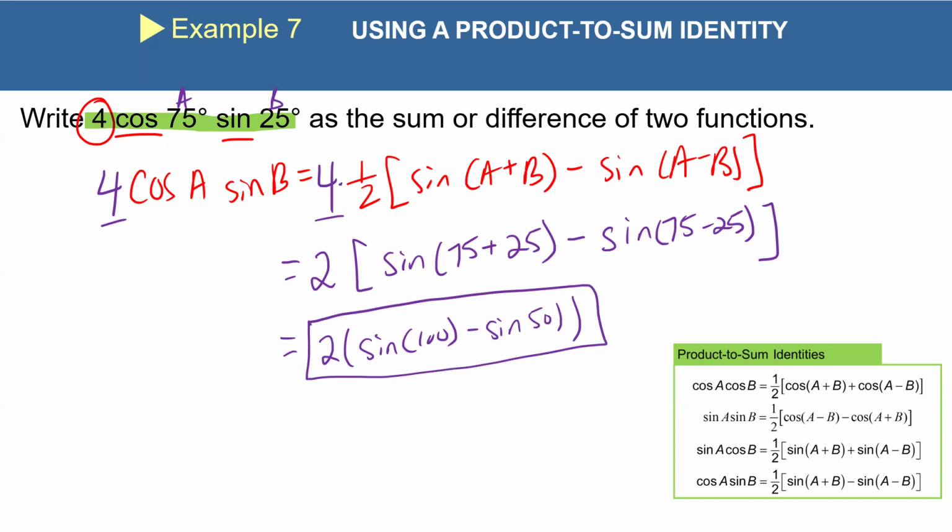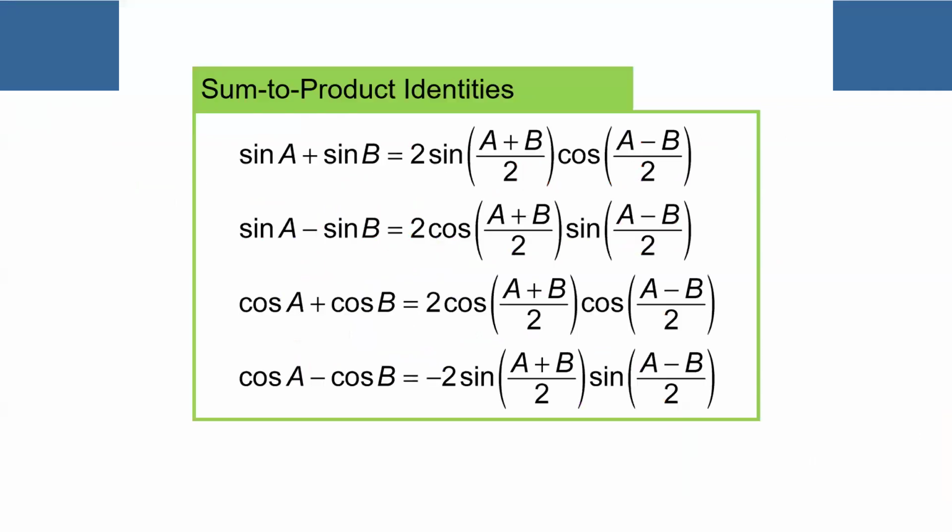Is it not being expressed as a sum or difference? It is. It's being expressed as a difference. So if I had plugged it in, sine of 100 minus sine of 50, double it, and that would be the value of that. Thank you. Okay? Are we good with the quick manipulation of the formula? Yeah. All right. Next.